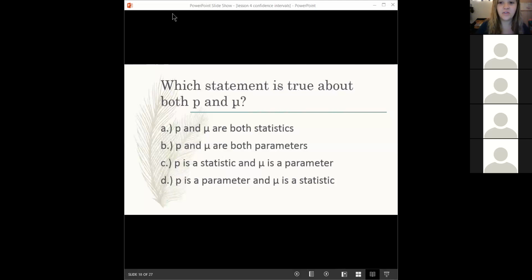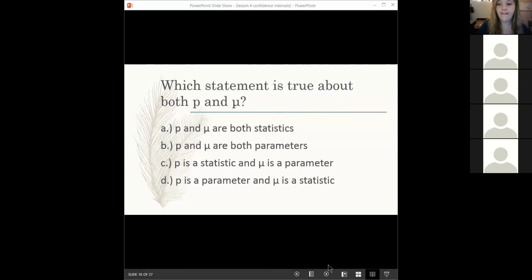If we go through this, you guys clearly get it, but just to quickly review it. This says p and mu are both statistics. That's absolutely wrong because they're both parameters. So that's why B is actually correct, because they are both parameters. C is wrong because it says p is a statistic and mu is a parameter. This is true, but this is not true. And for D, p is a parameter, which is true, but then mu is not a statistic. So that's not right either. So our answer is B. Woohoo! Good job, guys. Perfect.